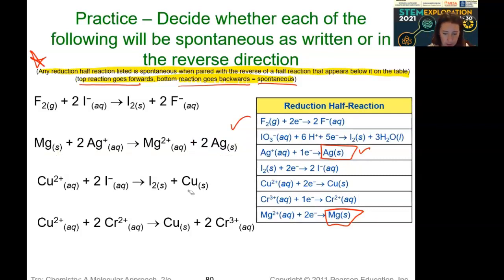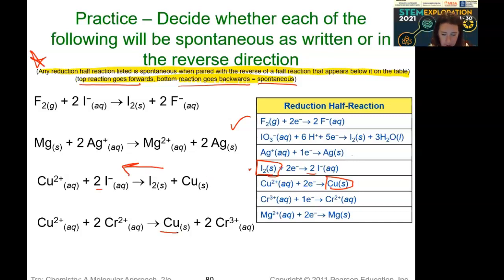Next one, Cu and I. You have to be careful with I's because there are a couple of different I's. This one has a 2I, so it's definitely this one: I2 and 2I. This one's written forwards. Cu is also written forward. Nope, non-spontaneous. It's spontaneous going backwards. All right, let's look at this one.